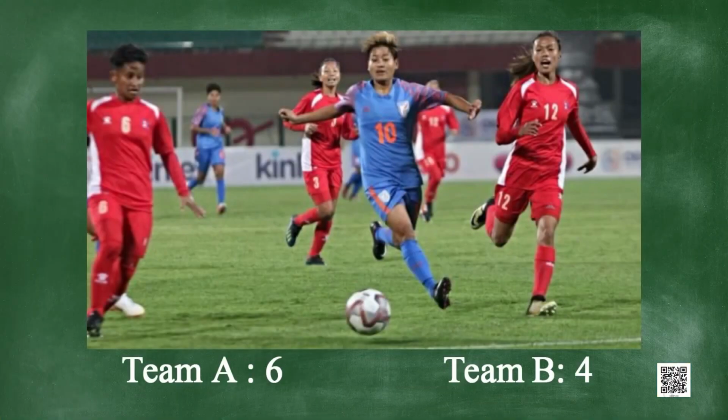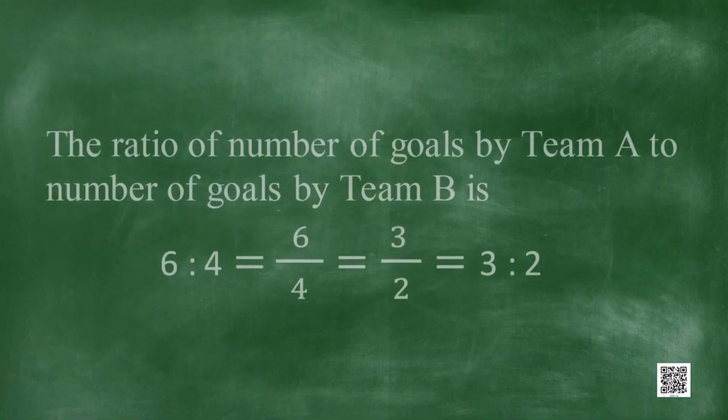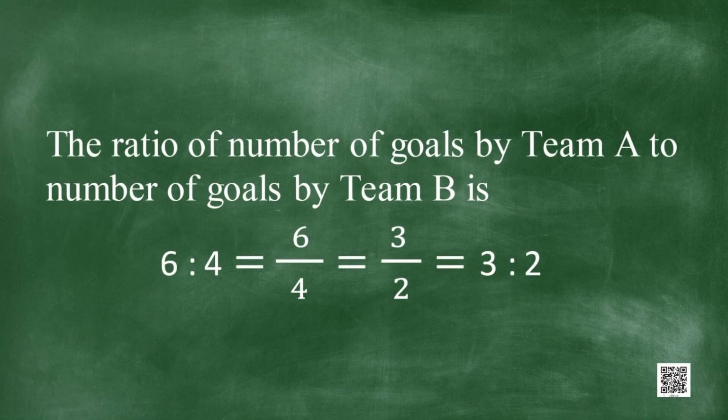Students, for an example, in a football game, if team A has scored 6 goals and team B has scored 4 goals, how will you compare the number of goals of team A with team B? Yes, we compare them in terms of ratios. The ratio of the number of goals by team A to the number of goals by team B is 6:4, which is nothing but 6 by 4, which is nothing but 3:2. So this means that team A has scored 3 goals for every 2 goals of team B.